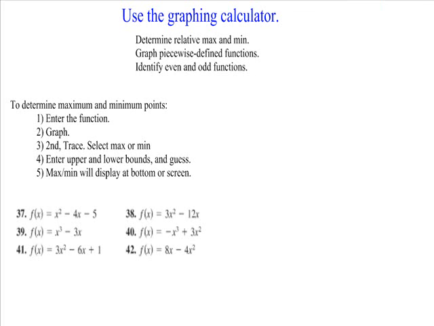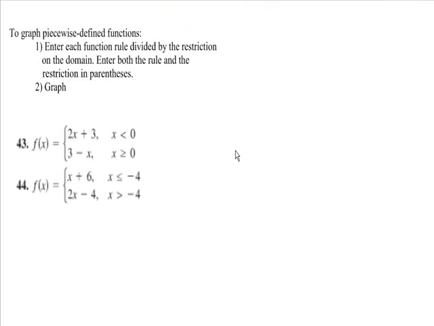So let's take a look at how we can perform the next objective, which is to graph piecewise defined functions. For this particular objective, you're going to enter each separate rule into one of the equations. So if you have two pieces to your function, you're going to use two of the equations in the calculator. If you have three, you'll enter them in y1, y2, and y3, and so on. And this is the way you have to do it.